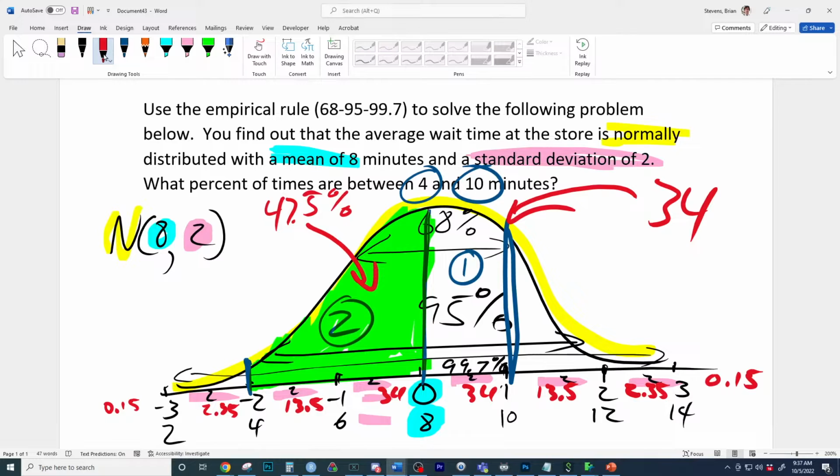In between second and third is 13.5. Second and third is going to be 2.35. In between first and second is 13.5. So this right here, so we have the answer.